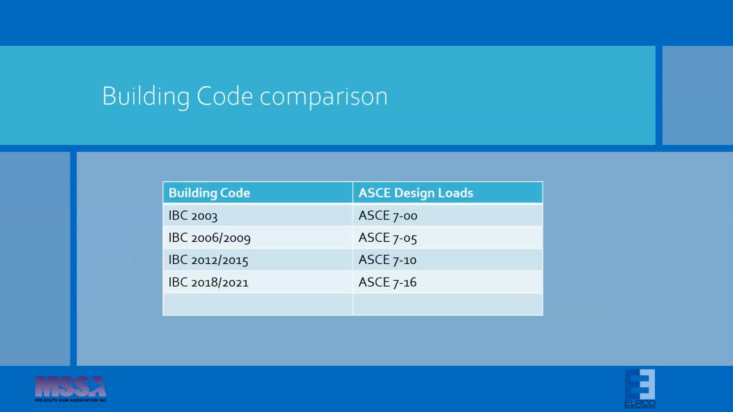Each building code references a specific ASCE design manual for what and how loads are applied. The building code could be thought of as the what, and in many ways, this design manual prepared by the American Society of Civil Engineers is the how. So it tells the engineer how to do the analysis, how to apply the loads that are required by the building code.